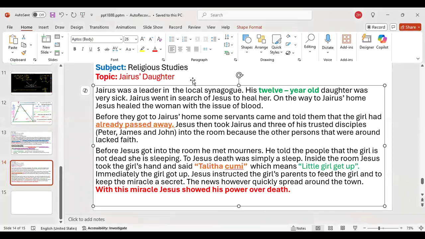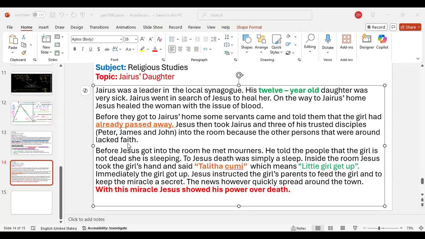Wait. Before they got to Jairus' home, some servants came and told them that the girl had already passed away. Jesus then took. Oh, shoot. I'm lost. I feel like you already read that. I meant the paragraph after him, sorry.